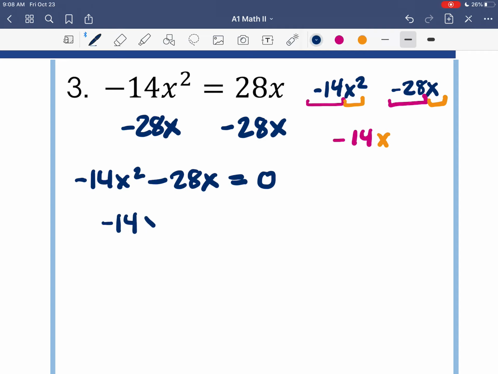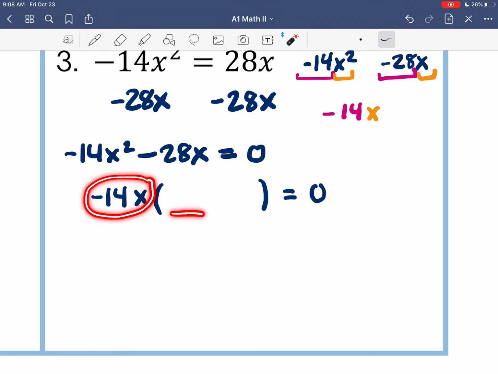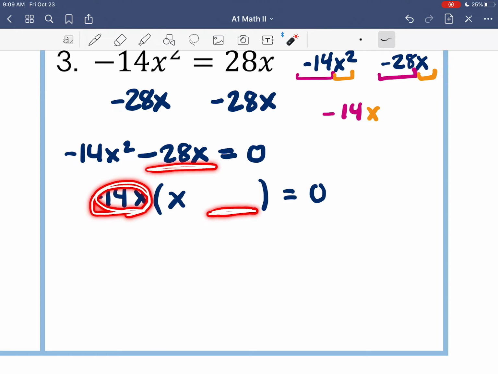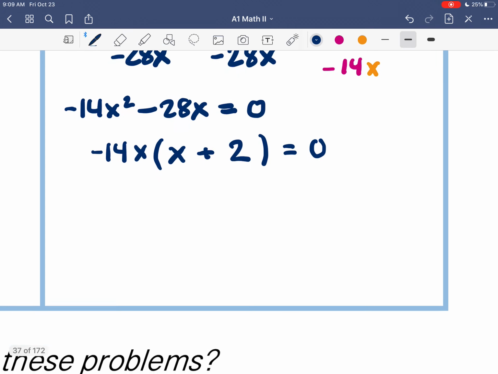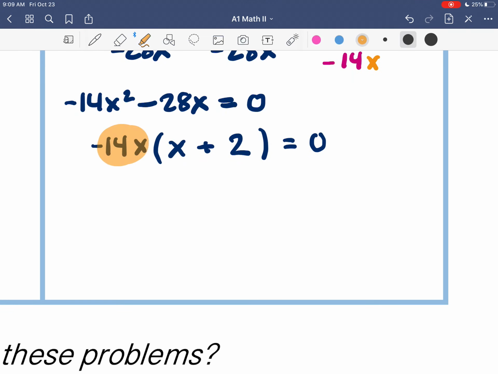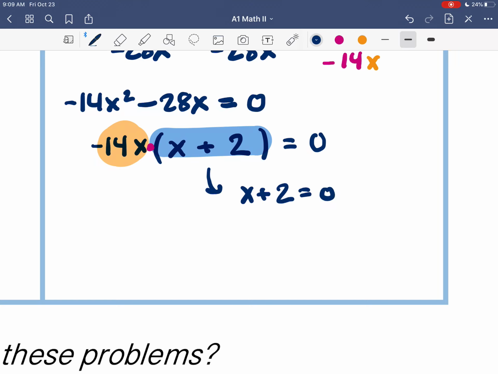So now that we have our greatest common factor, I can write that out front, leave myself some parentheses, and now we need to ask ourselves, what do you multiply by negative 14x to get negative 14x squared? And the answer is x. Next we have to ask ourselves, what do you multiply negative 14x by to get negative 28x? 14 goes into 28 twice, so the answer will be a positive 2, because positive 2 times negative 14 will make negative 28. And then the x from the negative 14x will be there as well. So now we can really use our zero product property because we have this part of the product and this part of the product, because there is a multiplication in between. And we can solve both mini equations to get our answer.